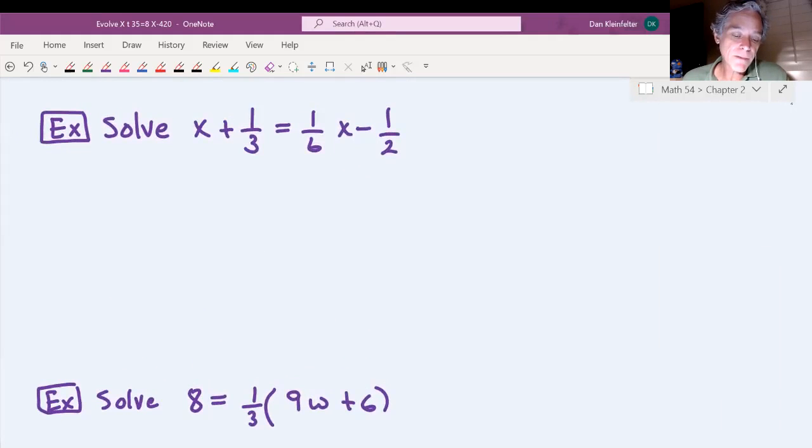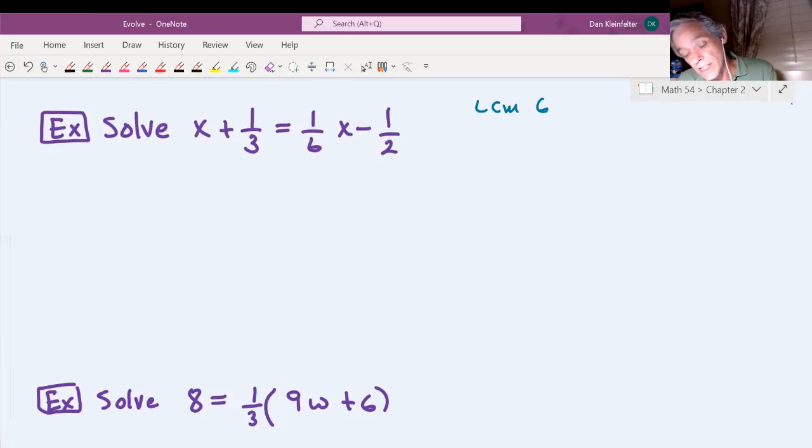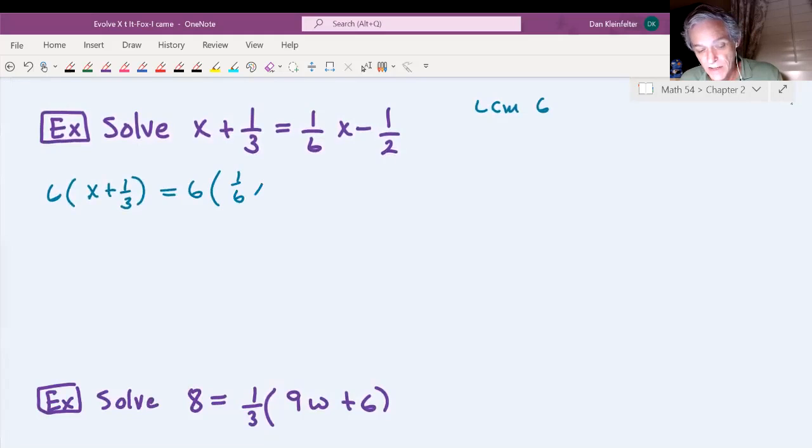In this next example, there are 4 terms, 2 different x's, 2 different terms that are not x's. Our denominators here are 3, 6, and 2. And so an LCM of 6 looks like it will work. We have 6 times x plus 1/3. And then we'll have 6 times 1/6 of an x minus 1/2.